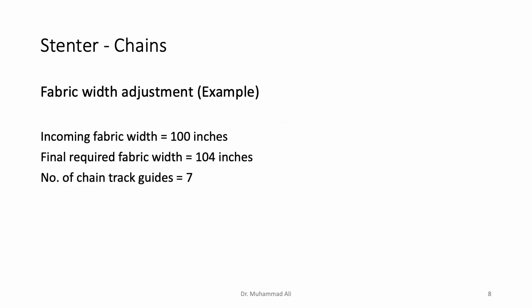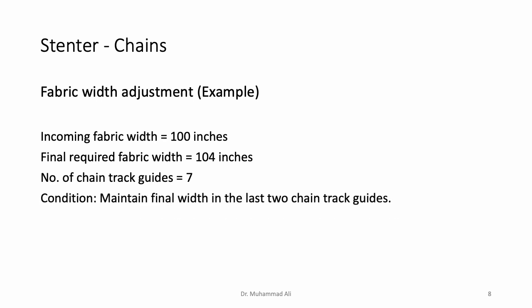So to better understand how fabric width is adjusted with the help of chain track guides, let's look at an example. Let's suppose that we have an incoming fabric width of 100 inches and it is required to increase the fabric width to 104 inches. Let's assume that the total number of chain track guides that are available on the Stenter that we are going to use for this purpose is equal to 7.